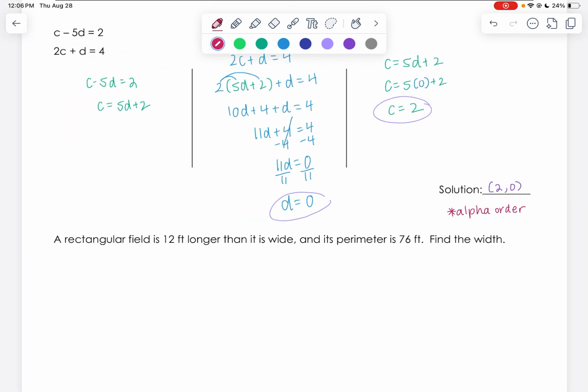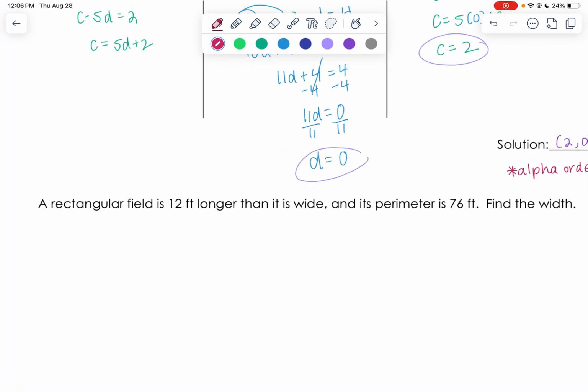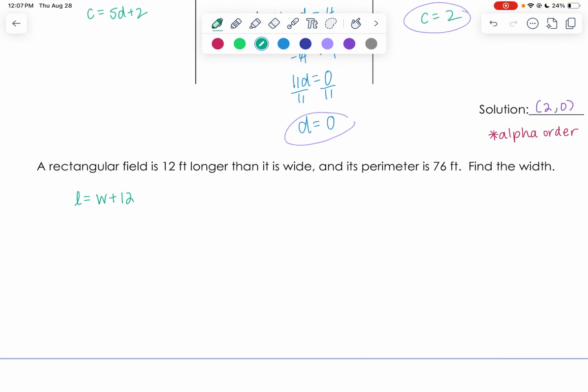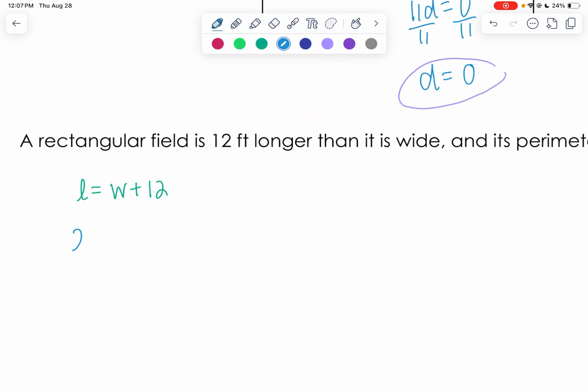Now, let's take a look at a word problem. This says that a rectangular field is 12 feet longer than it is wide. So, in this rectangular field, it's 12 feet longer than it is wide, so L equals W plus 12. Now the perimeter is 76 feet. And if you think of a perimeter, that's all the way around. So you would have 2 lengths and 2 widths. So that would be 2L plus 2W equals our perimeter, which was 76.